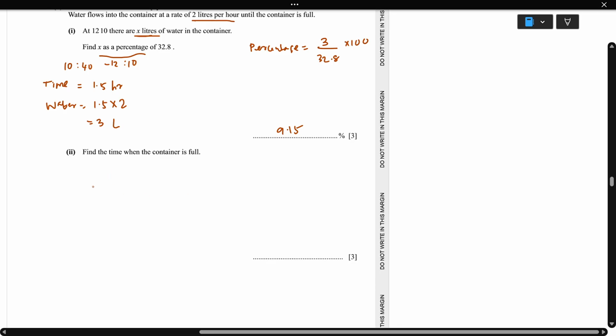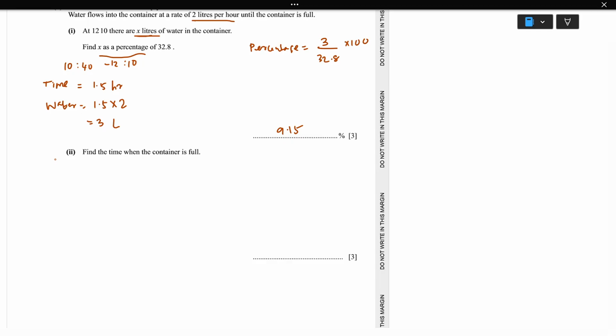Okay, the next question, find the time when the container is full. The total capacity of the container is 32.8 liters. For 1 hour the water is 2 liters, so in total 16.4 hours are required to fill this tank. Okay, 16.4 hours, that means 0.4 times 60 because we are changing into minutes, which is 16 hours and 24 minutes.